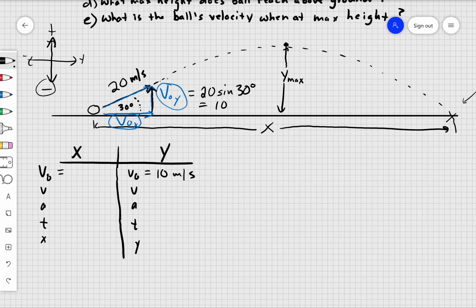In the x dimension, that is an adjacent side. That's 20 cosine of 30 degrees for the initial x velocity, and that's about 17.32 meters per second.